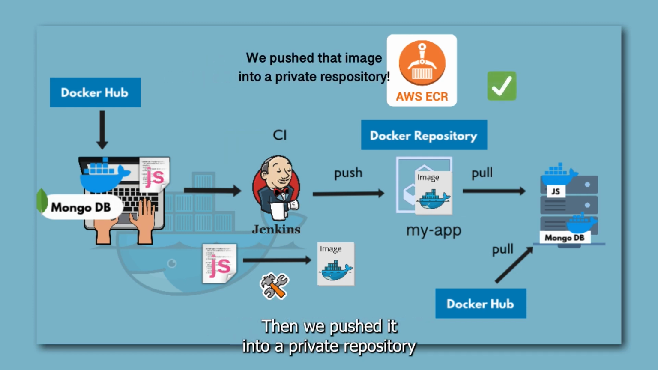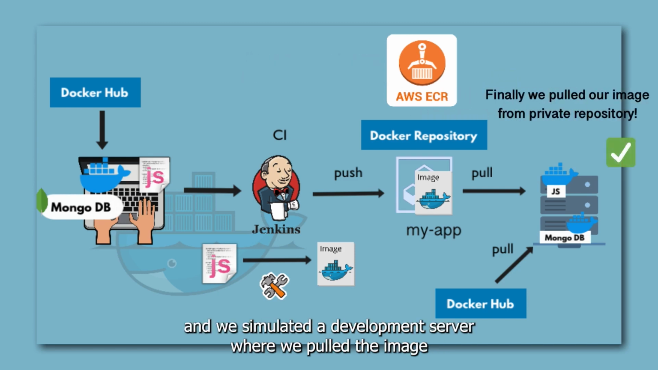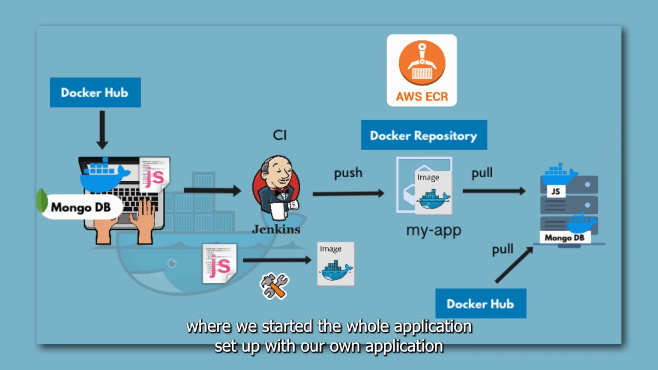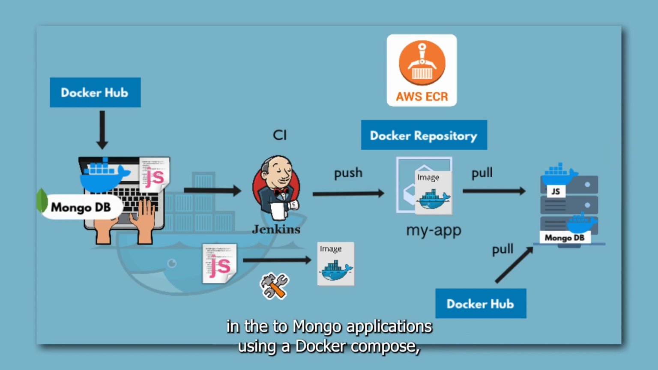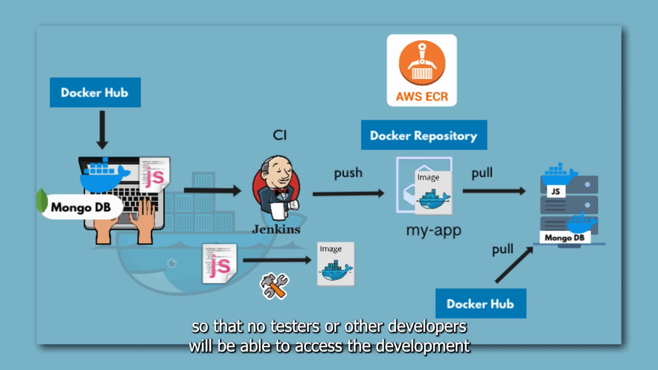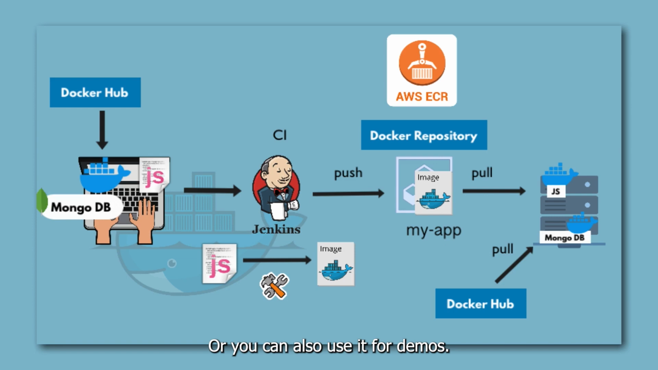Then we pushed it into a private repository, and we simulated a development server where we pulled the image from the private repository and the other images from Docker Hub, where we started the whole application setup with our own application and the two Mongo applications using Docker Compose, which is how you would deploy an application on a dev server. So that now testers or other developers will be able to access the development server and actually try out the application that you just deployed. Or you can also use it for demos.